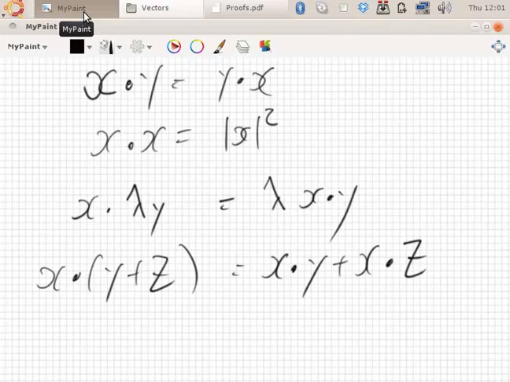Yeah? I see lots of good head nodding. This is a satisfying way to end the vectors chapter. So we'll leave it there.